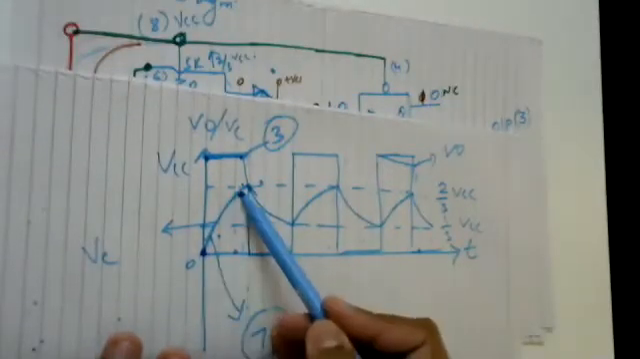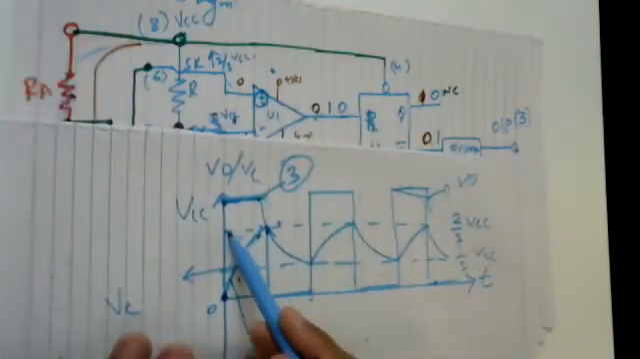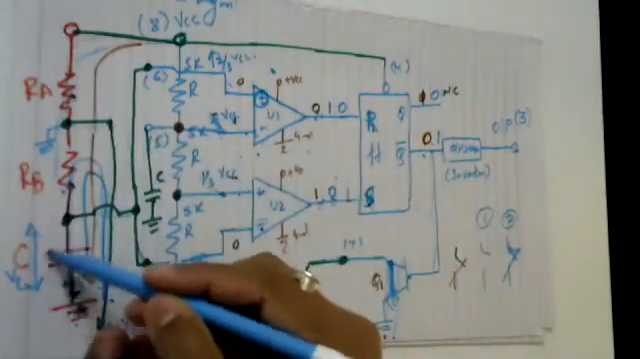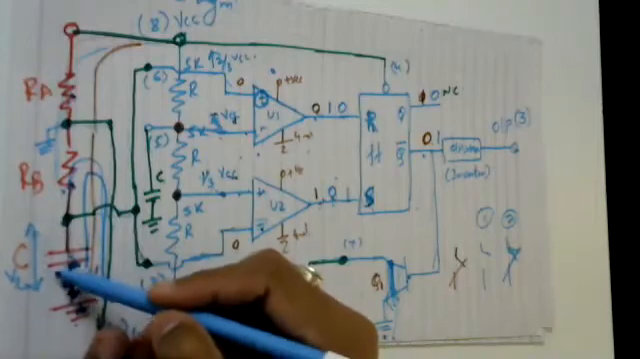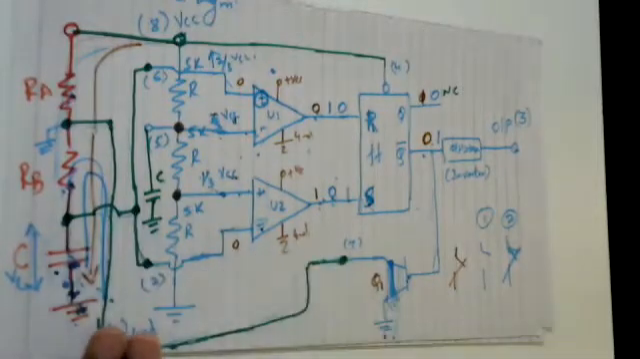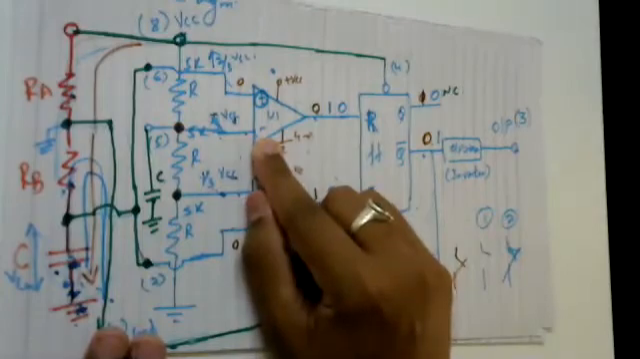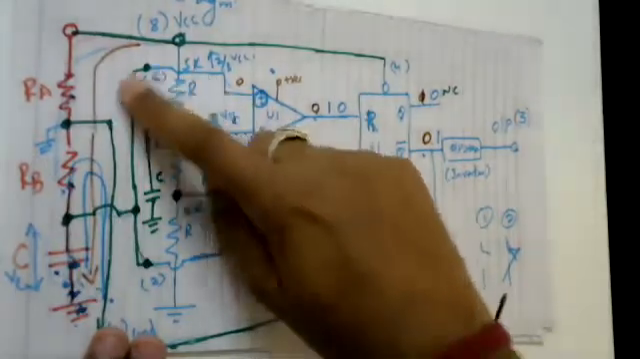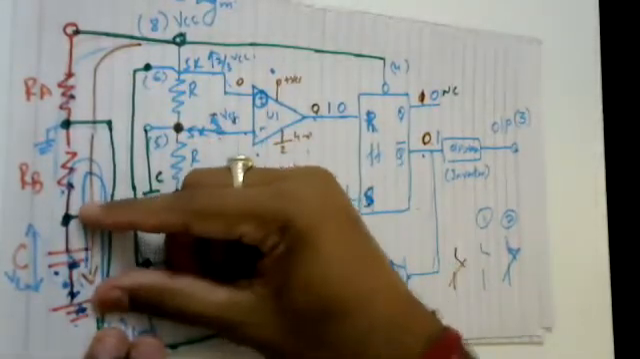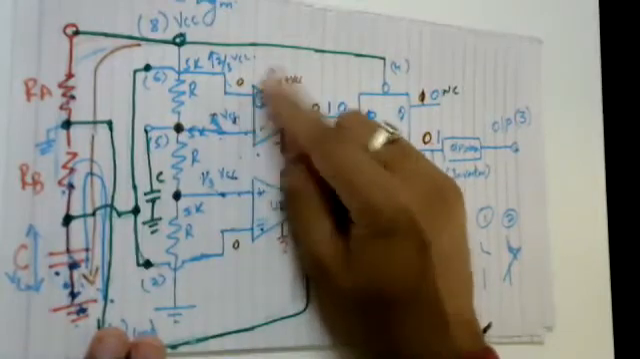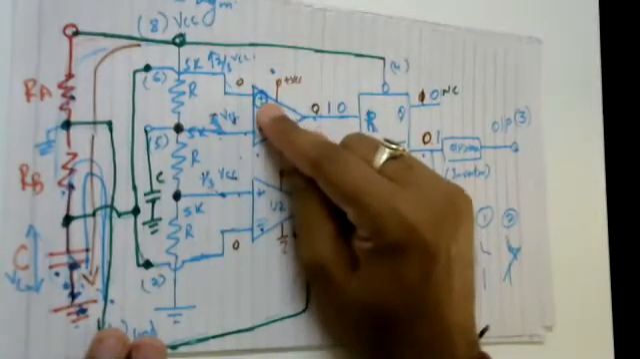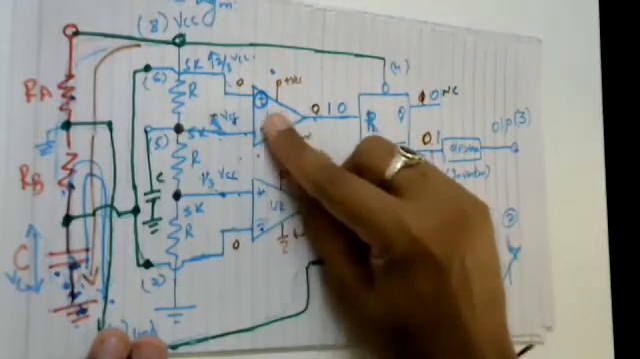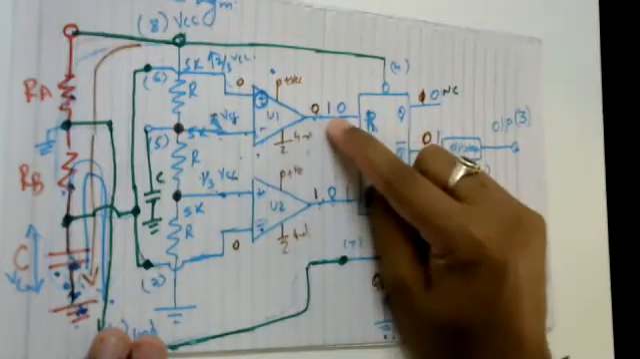To what extent does it charge? It charges until the potential becomes equal to 2 by 3 times that of VCC. So you can see here. Once the voltage across this capacitor becomes 2 by 3 times VCC, what happens? The potential at inverting is already 2 by 3 times VCC. Now the potential at non-inverting is also equal to or greater than 2 by 3 times VCC. At that time what happens? When the potential at non-inverting is slightly higher than the potential at inverting, the output of this op amp will be 1.